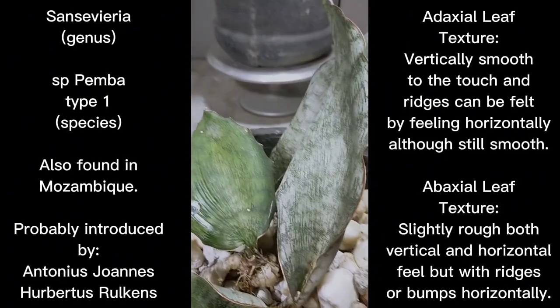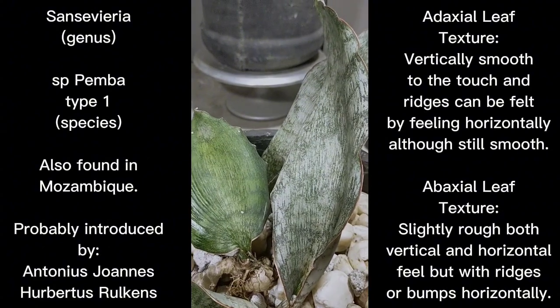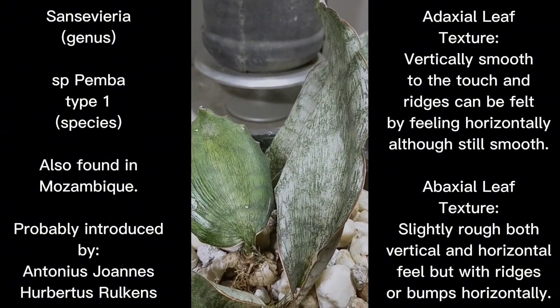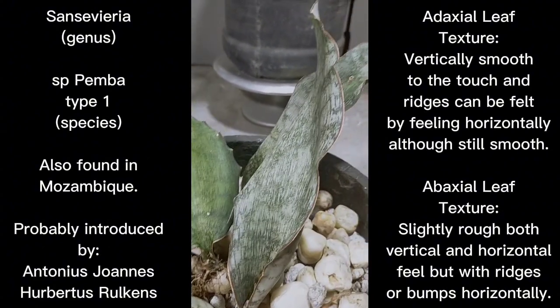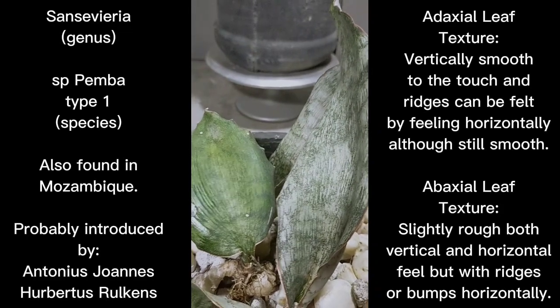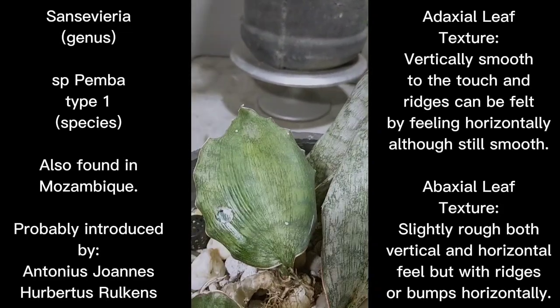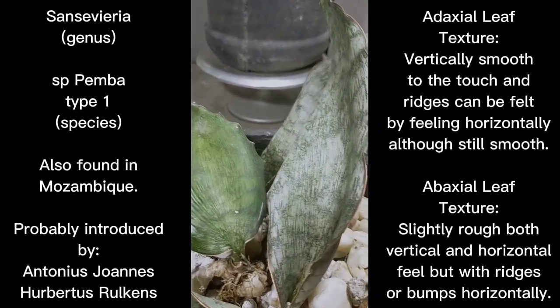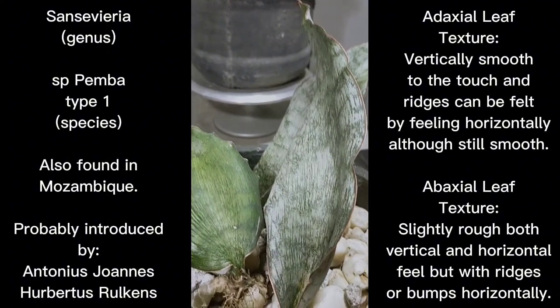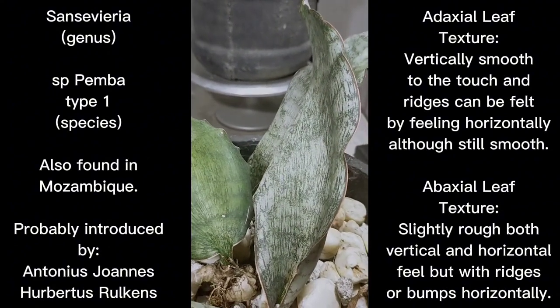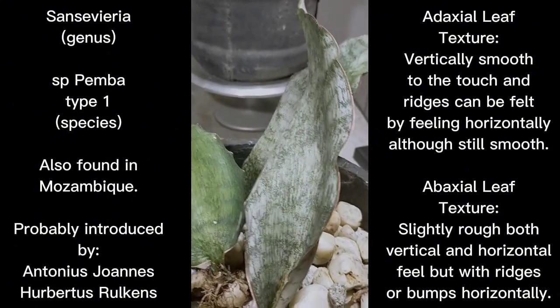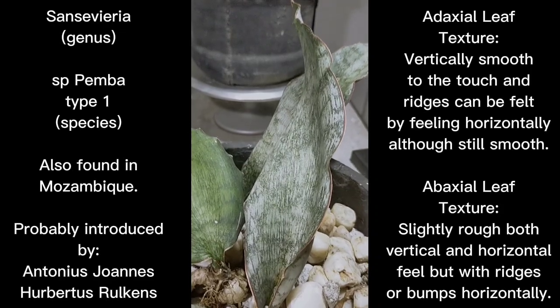So I have to observe further so that I can figure out what the parameters are for them to grow green, and what the parameters are for them to grow silver. But it is a really very interesting trait of Sansevieria sp Pemba type 1.